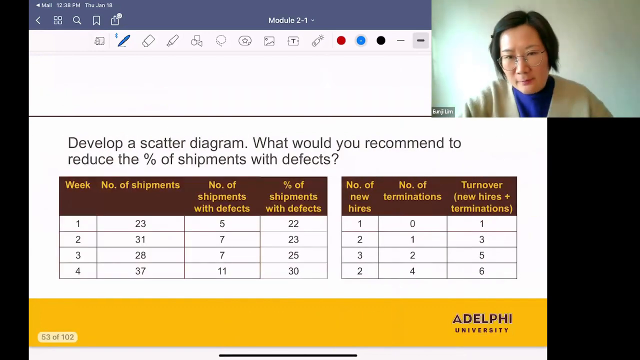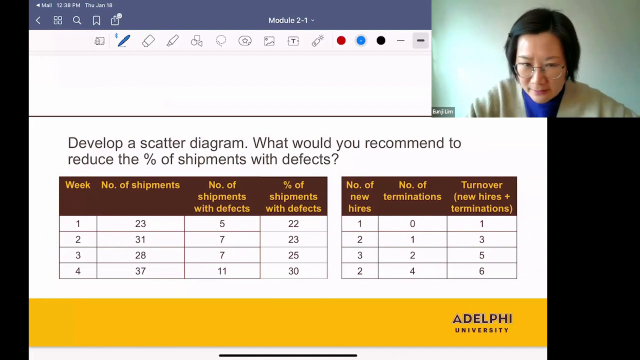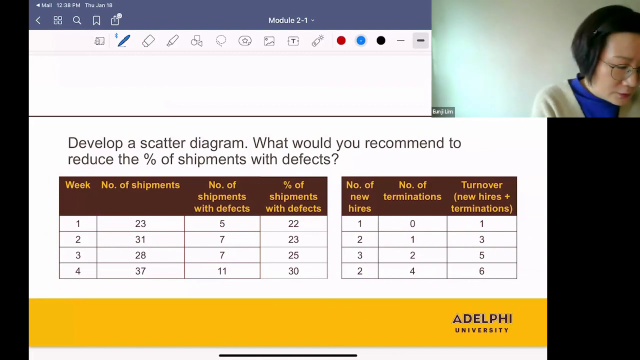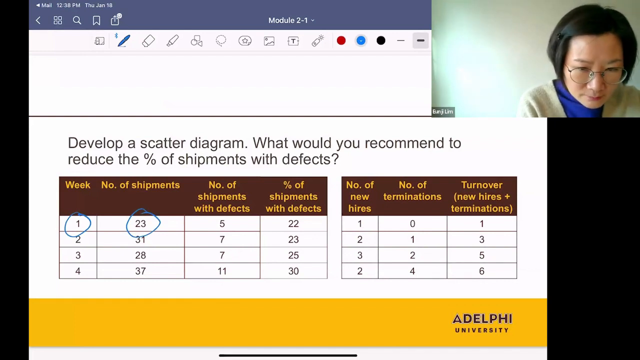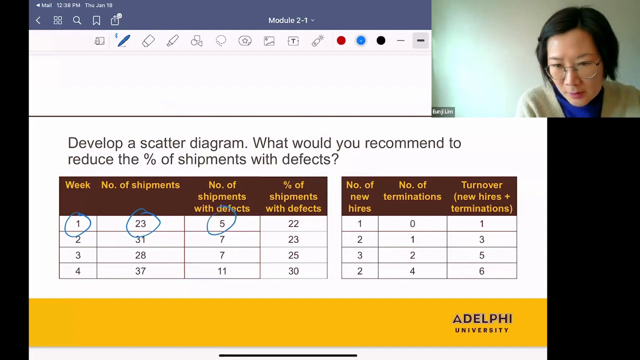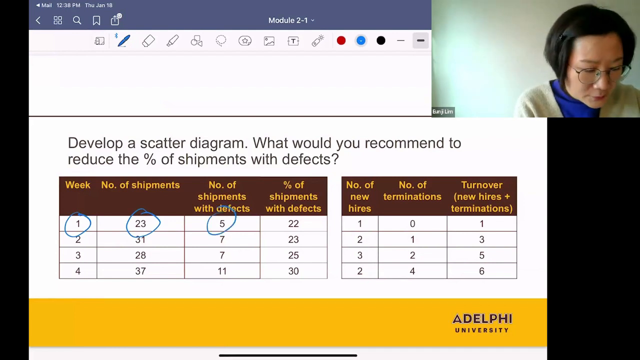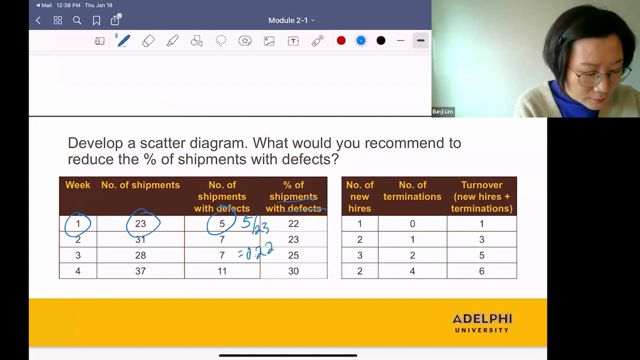Develop a scatter diagram. What would you recommend to reduce the percentage of shipments with defects? So in the first week, you shipped 23 shipments. Of the 23 shipments, 5 of them were defective. So what's the percentage of shipments with defects? That's 5 out of 23, which is 0.22. So if you convert this into a percentage, it's 22%.